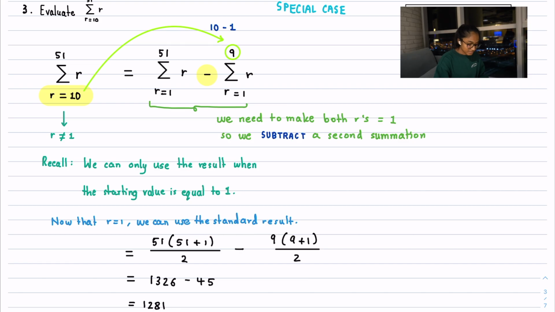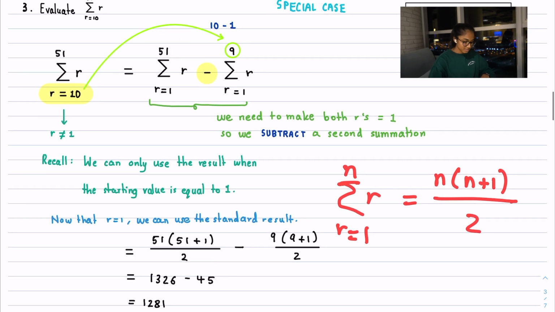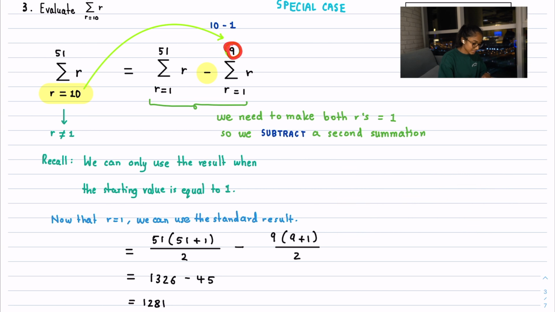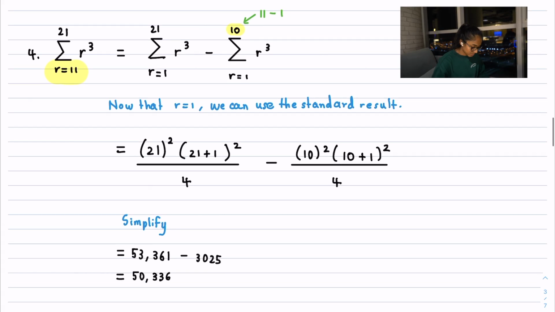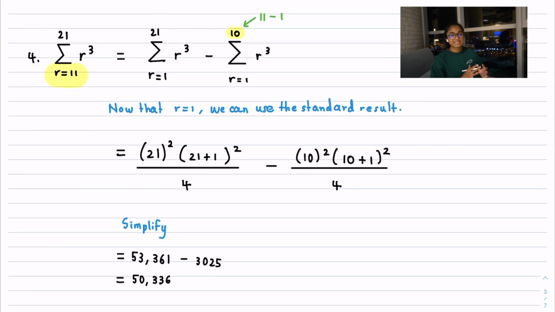And our standard result for this one, we know, is equal to n plus 1 over 2. So what we had to do is just substitute this, because remember now it's 9 and 51. We would just substitute it into the standard result and get our answer. Great. Now our fourth example, it's the same special case, okay?